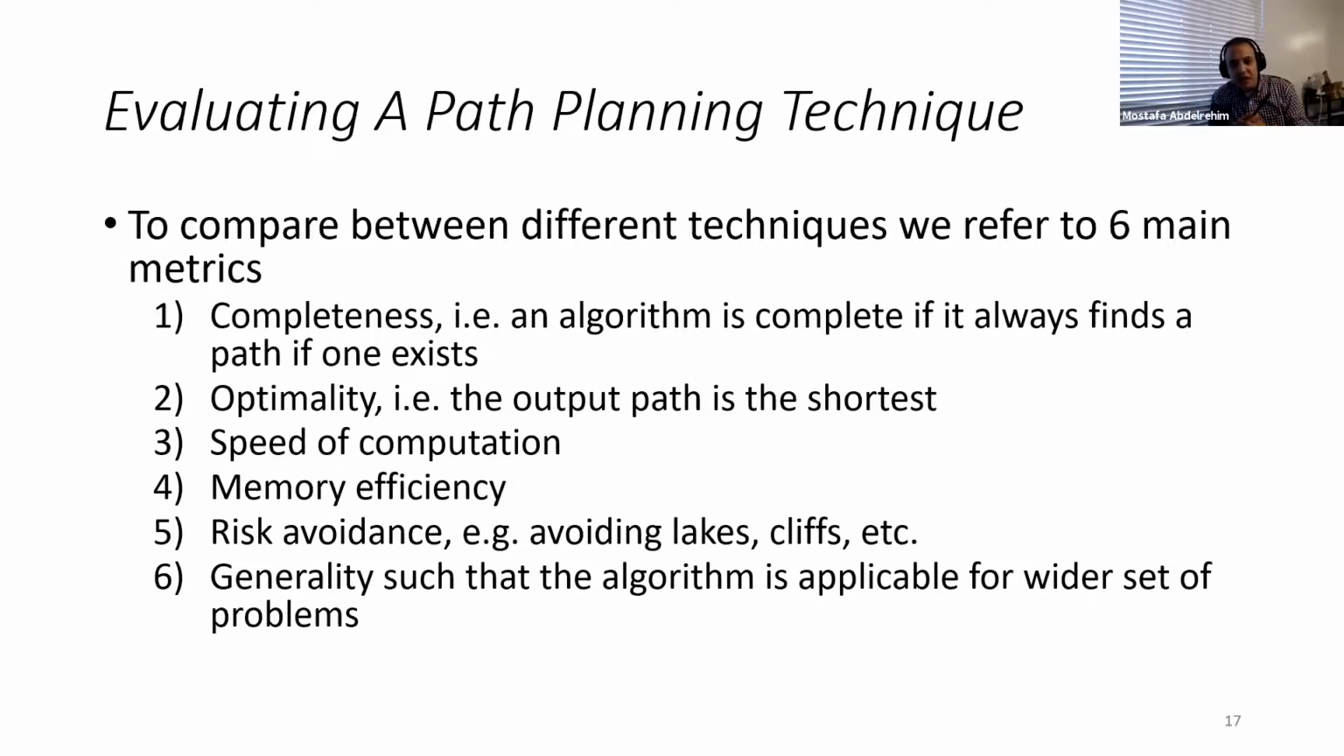And finally, the generality. A method can be used in many applications, maybe not optimal or maybe not complete, but it may be very simple to be used by many applications. But another algorithm may be optimal and complete, but valid for just 1 or 2 applications. So these are the 6 factors we use to evaluate a pathing technique.